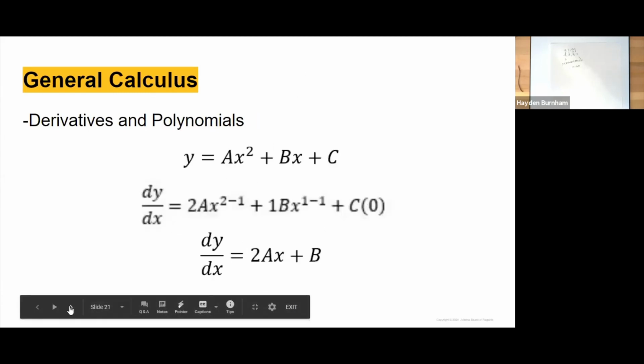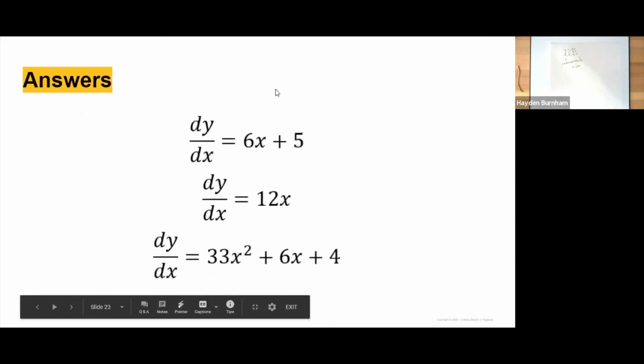I don't know why the middle one's so blurry, but here's a basic summary of what you would do. And then there's some more practice too.